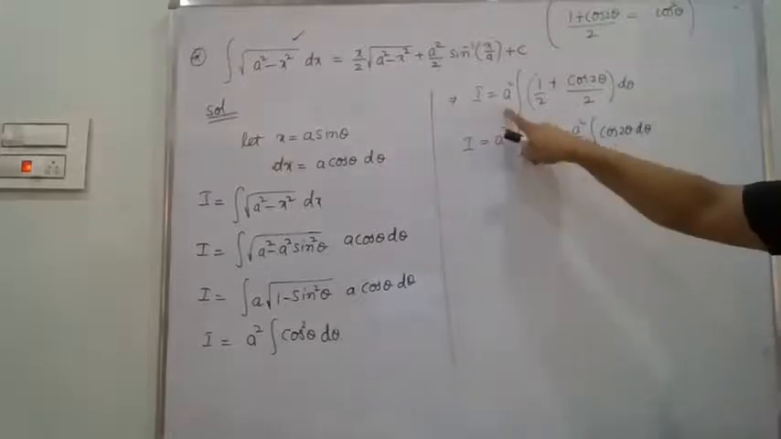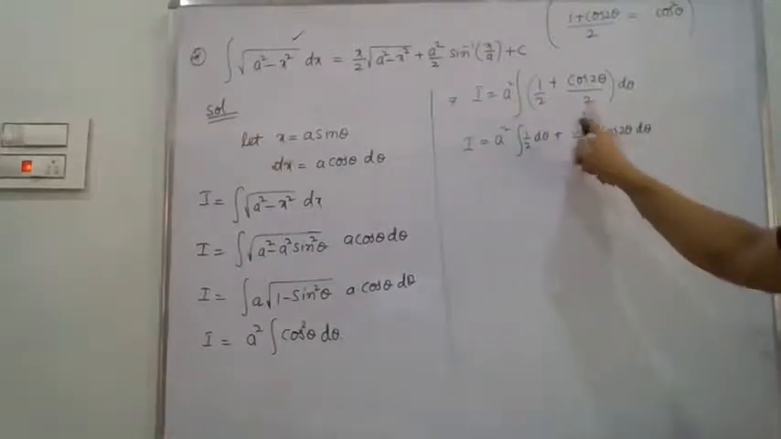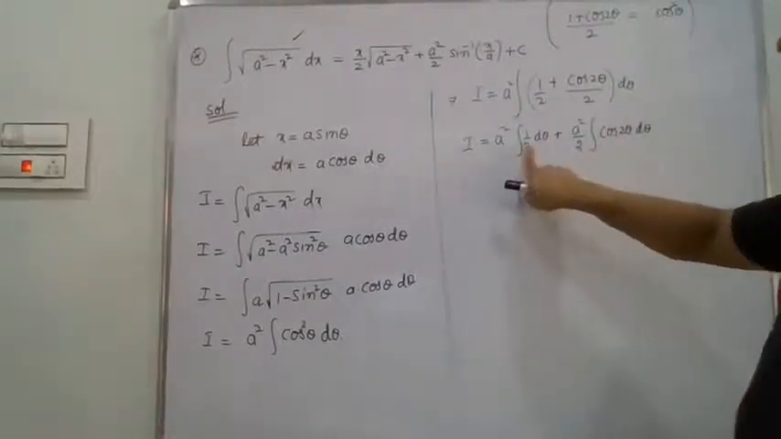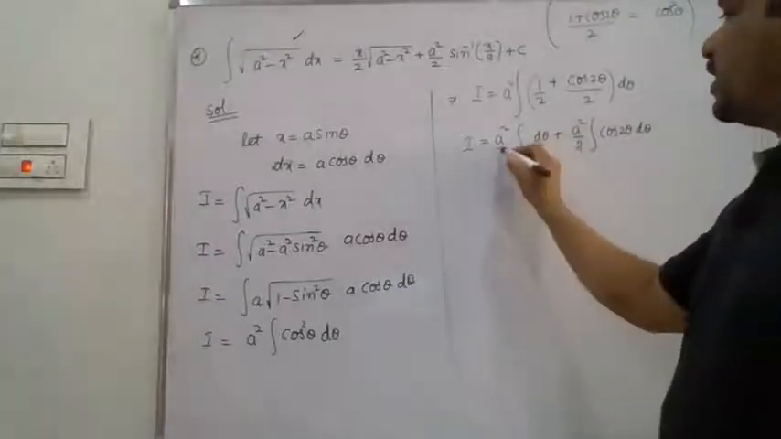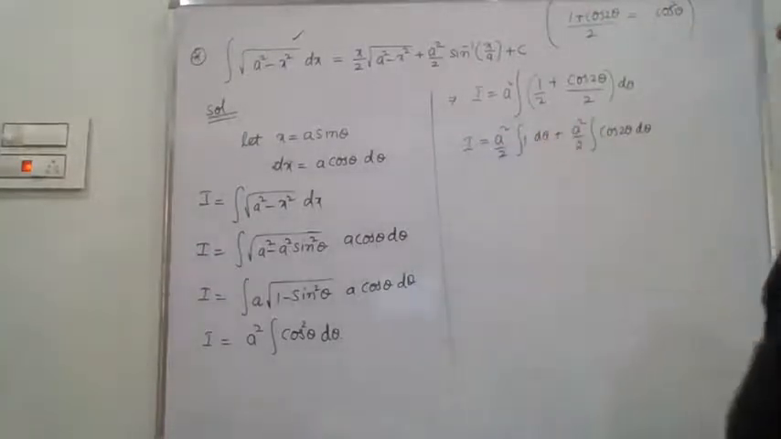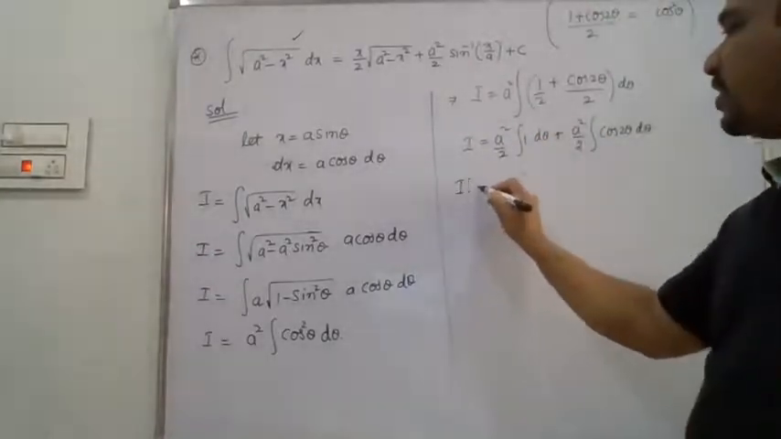I am applying the integration separately for these two. So I got it like this. This 1 by 2 also can be taken outside the integration, so this is 1 d theta. Now find the integrations individually.